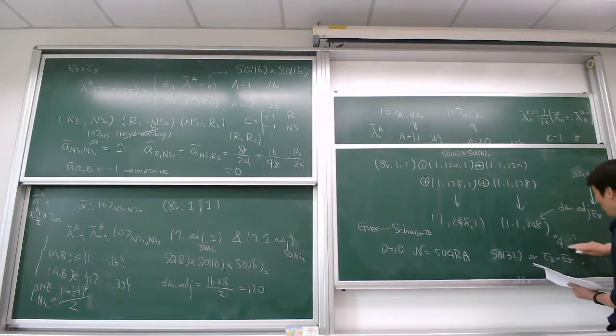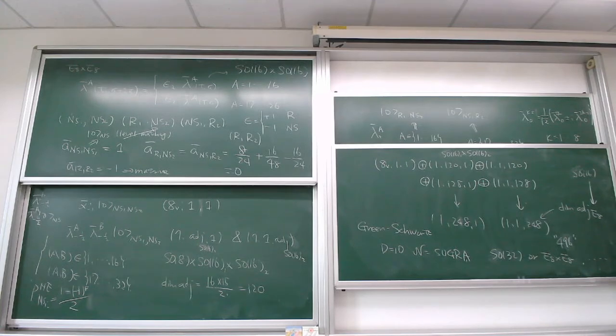Oh, why do I keep making mistakes? Sorry, I'm sorry. 496. Sorry. Yeah, 496-dimensional gauge group is allowed in supergravity, and these two can be only in the superstring.